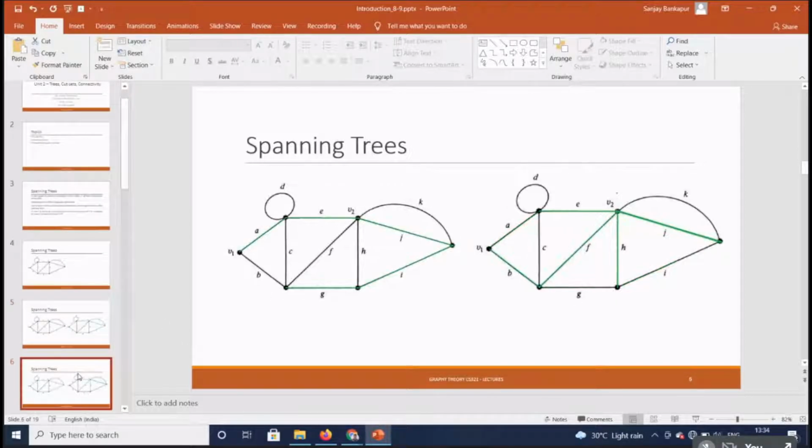Definitely, for a given graph, there is not only one spanning tree. There can be any number of spanning trees. Two I have already shown here.